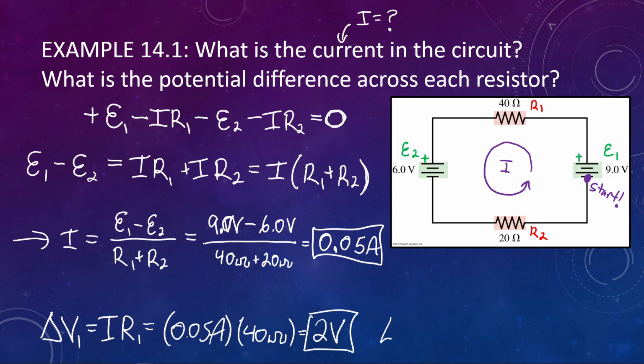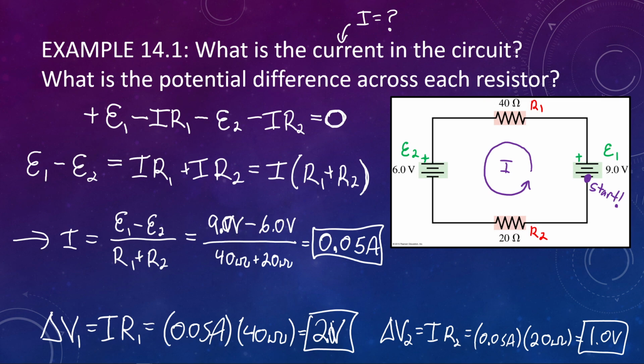And then you do it again for the second resistor. In this case, it's the same current because it's a series circuit. And this one is 20 ohms. So you'd get 1 volt. Should probably label this as 2.0 and 1.0.